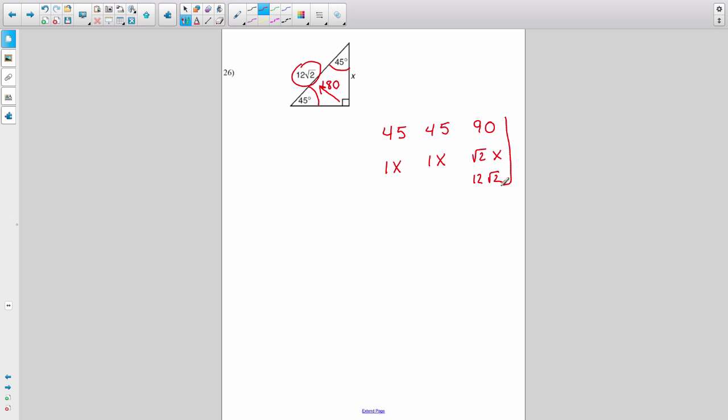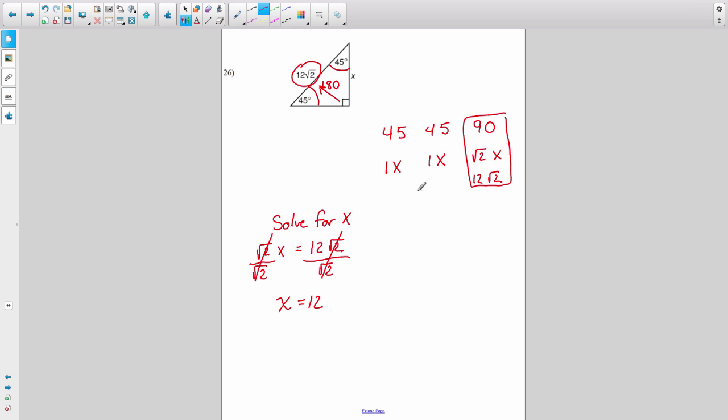Okay, so since we have this one, let's solve for x. Radical 2 times x is equal to 12 times radical 2. Let's solve for x. Once we do this, we're done. Looking to get x by itself, I divide both sides of the equation by radical 2. That cancels. That cancels. Check it out. X equals 12. The rest is easy.